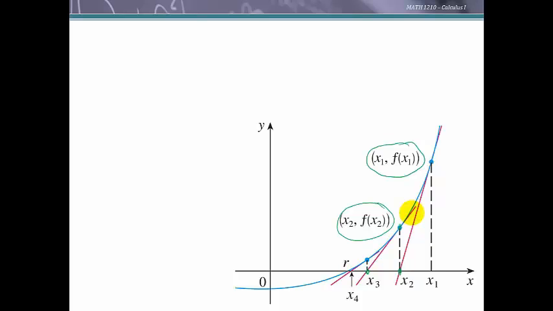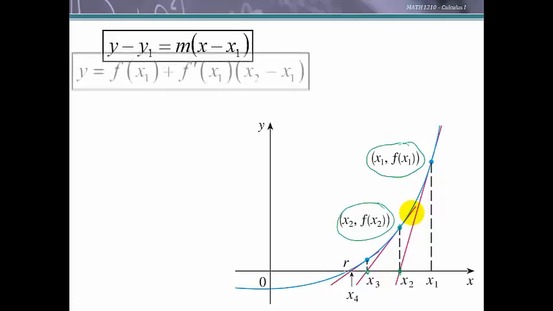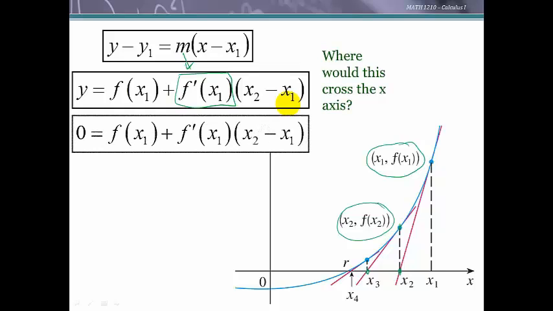So to find the equation of the tangent to the curve, of course we will start with the point-slope formula, but let's use our notation, x1 for x and f of x1 for y, and we will solve this for y. We will also replace the slope with the derivative at x1. If we wanted to figure out where this crossed the x-axis, it would be where this y value was 0. So we could put it equal to 0.